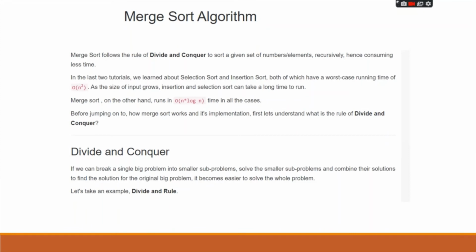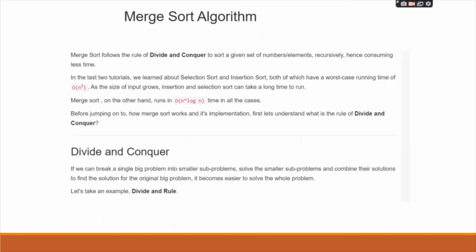Now we'll look into how the merge sort algorithm works. What happens in merge sort is that it follows the rule of divide and conquer, to sort a given set of numbers or elements recursively, hence consuming less time. We have learned about other sorting methods, and we have also seen that some of them have a bad worst case running time, that is, they require much more time for the execution of the program. So as the size of the input grows, insertion and selection sort can be much more time consuming.